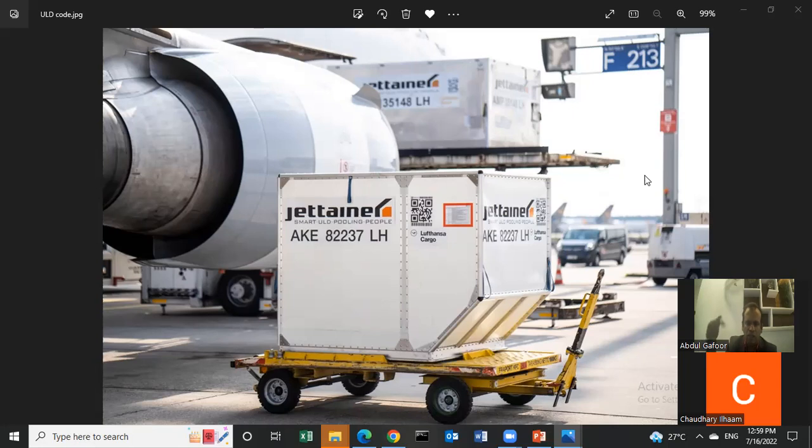So there are so many ULD containers like this, and reefers also have the same models, LD3, LD6. You can see the reefers also, because this is just the material, aluminum or some other material they will use. But for the reefer, there's a special material. I'm talking about specification.